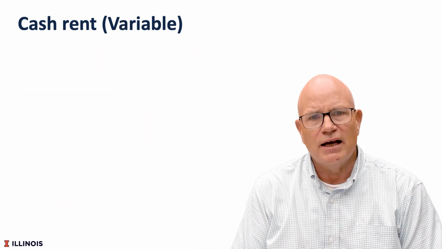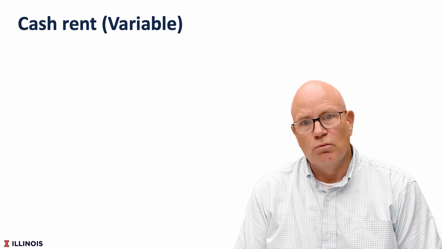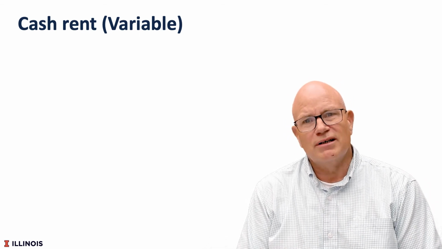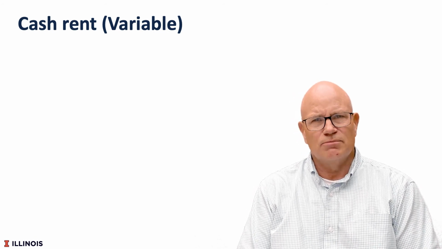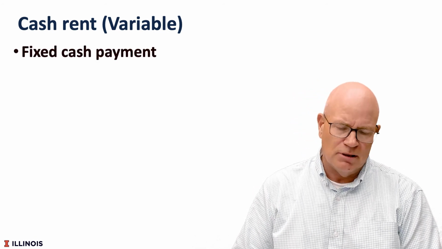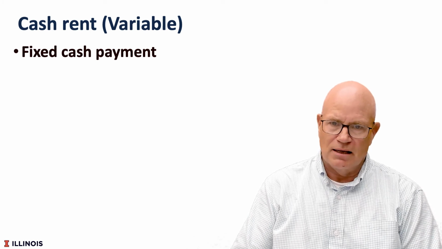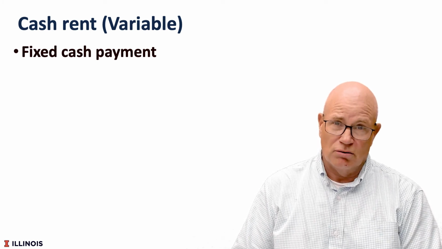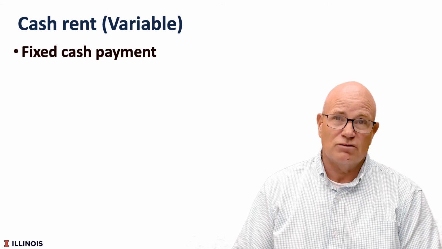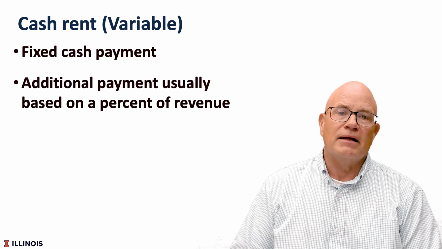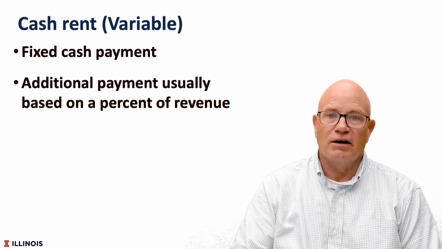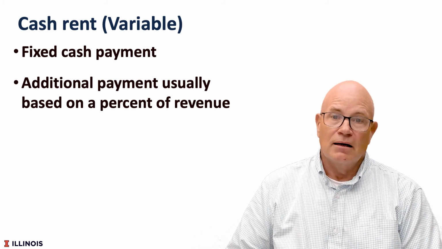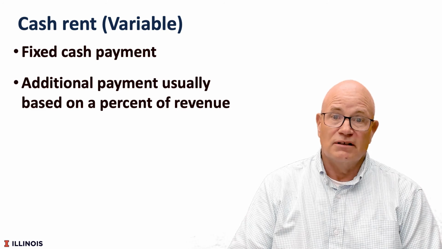A variable cash rent moves away from the fixed cash rent and more towards a share rent. Typically what you see in these arrangements is a fixed payment that's known at the beginning, and that would be much lower than on the fixed cash rent, but there can be an additional payment which is usually based on a percent of revenue. If revenue is high, the landowner receives more.